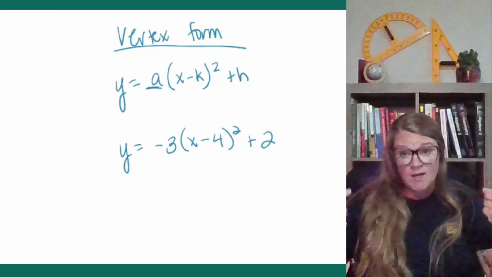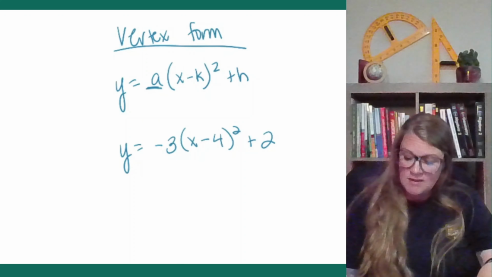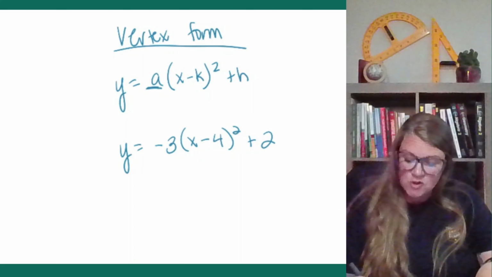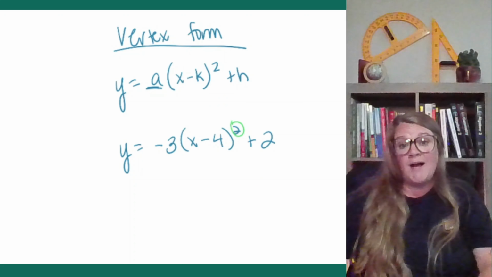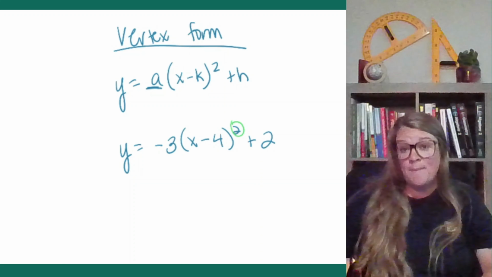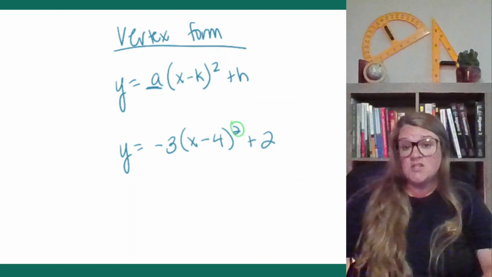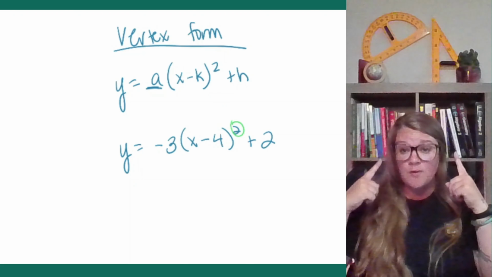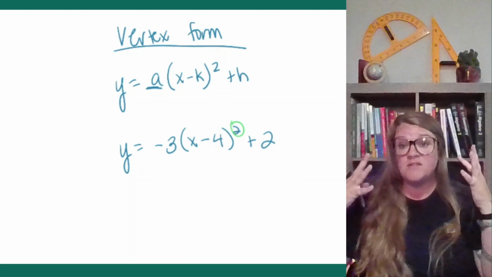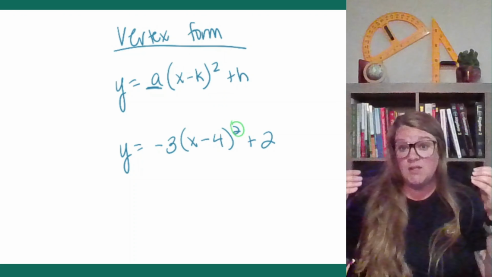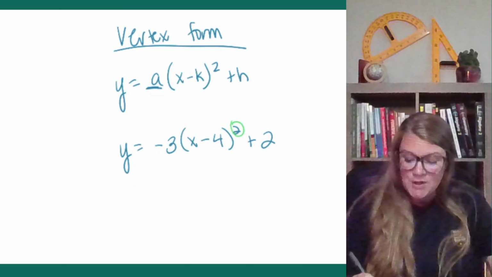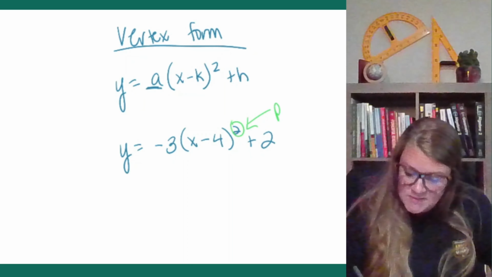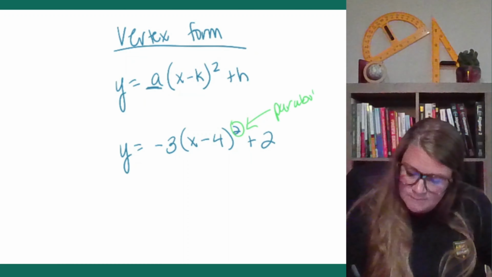So the first thing I want us to take a look at is this squared. The squared should be the first thing that draws your eye. And what that squared does, remember, is what makes this quadratic. So that squared tells me this is a quadratic function, and this is going to be in the shape of a parabola when I graph it. So the squared makes it a parabola.